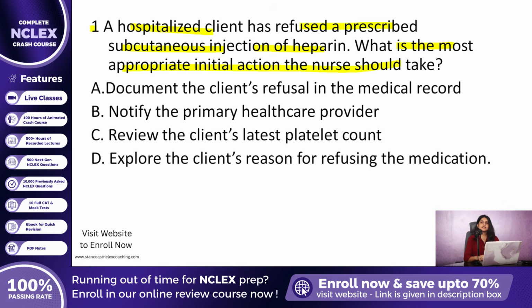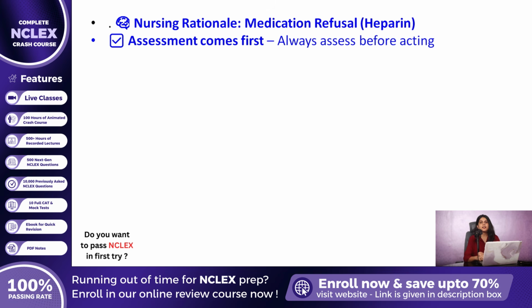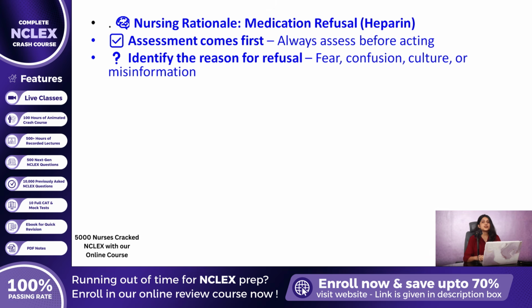The correct answer is option D. Explore the client's reason for refusing the medication. Here is the rationale. According to the nursing process, assessment must always come first before planning or intervention. Instead of acting prematurely by documenting or notifying the healthcare provider, the nurse should begin by understanding why the client is refusing the medication. The refusal could stem from fear, confusion, misinformation, or cultural concerns.